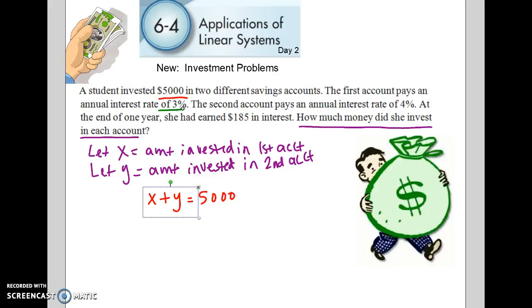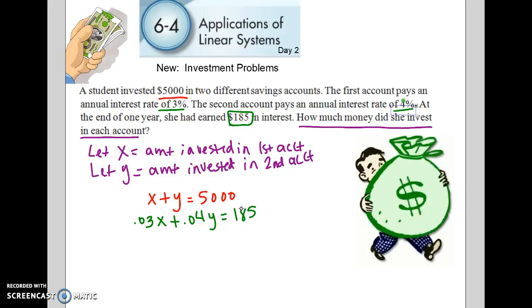So the first one has an annual interest rate of 3%. The second one has an annual interest rate of 4%. So I'm going to attach those percents just like I did in the chemistry problem with the X and the Y. But in this case, I have to actually put 0.03 for 3%, change it to a decimal, and 0.04 for 4%. And the reason that we have to change these to a decimal is because in the total of this equation, 185, is already given to us multiplied.